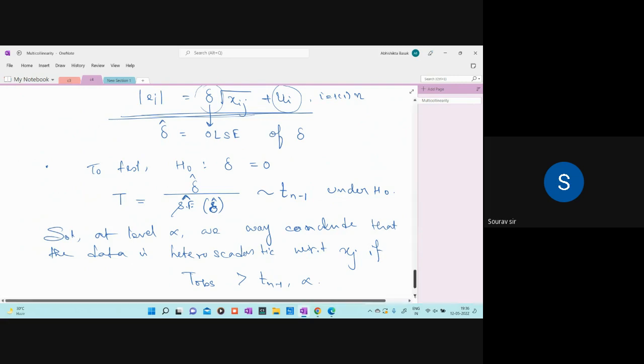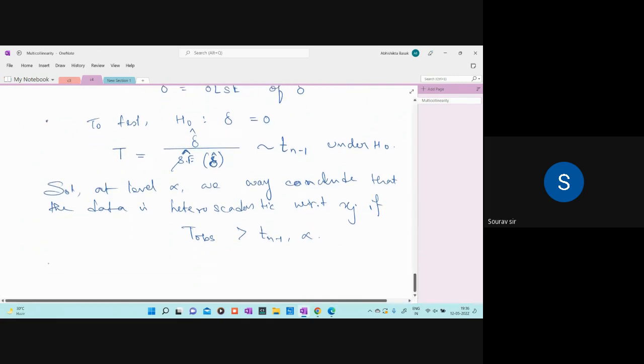There is another method, which is a very big method, which I am not discussing here. I have already discussed two methods. If you want, I can discuss it in the next class. It is the Goldfeld-Quandt test. This is another method.